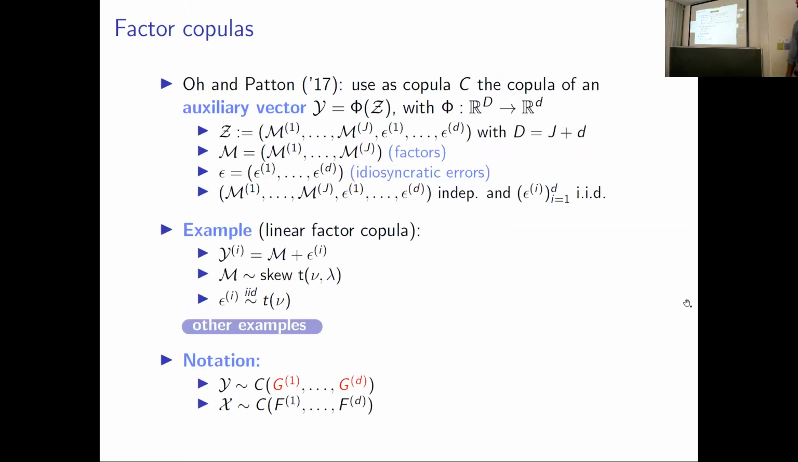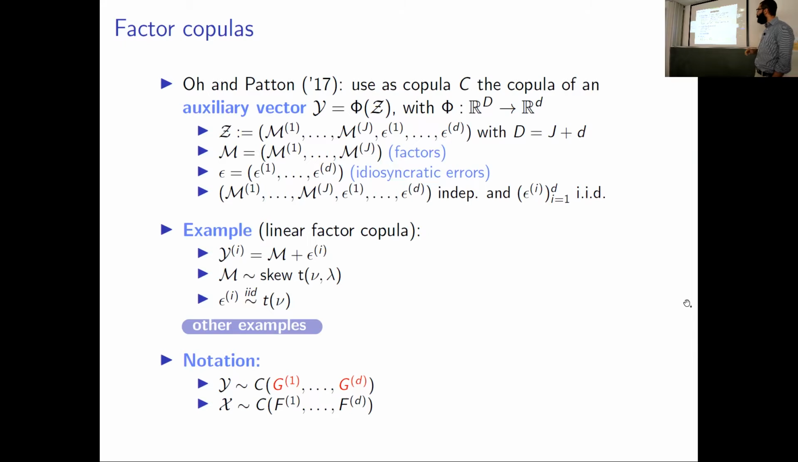So the model itself is the following. In this paper by O and Petto in 2017, there was a copula that's an interesting model. The model is based on an auxiliary variable, y. y is a vector that's a function of another vector called z. Phi is a function that goes from R capital D to R small d. And y is the vector that we're going to construct just to extract the copula from that.